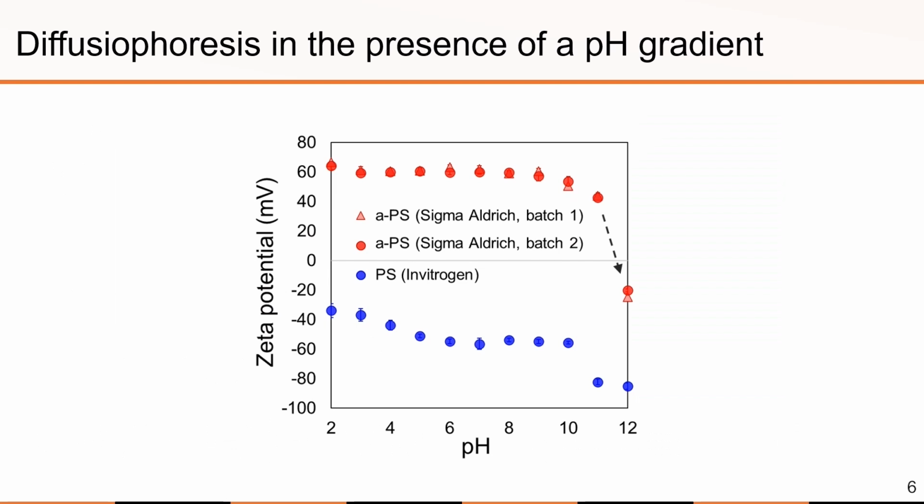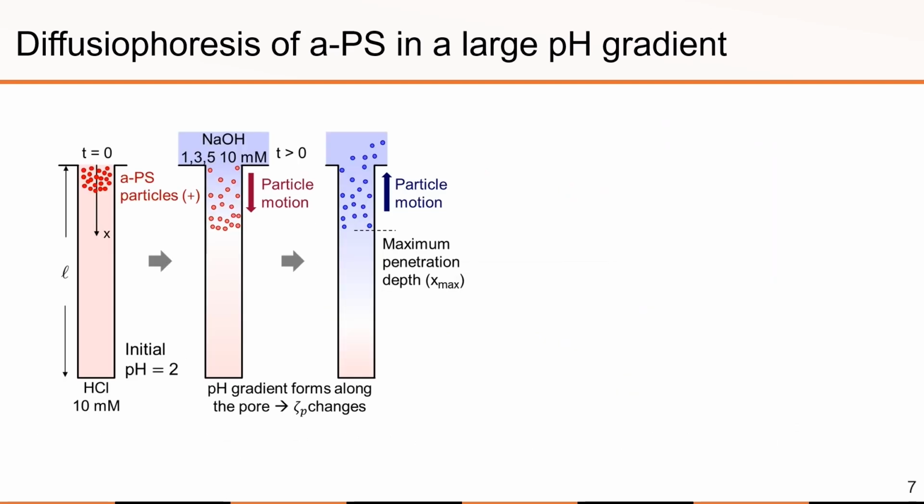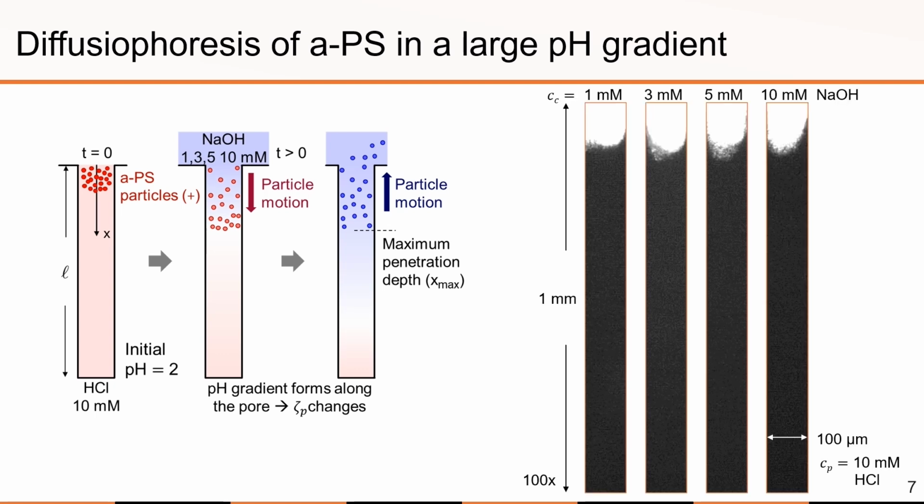Before we fully analyzed the results from the current setup, we conducted a separate set of experiments examining the diffusiophoretic behavior of APS particles in a wide range of pH gradients. As there is a sign change in the zeta potential of amine-modified polystyrene particles, we designed a new set of experiments to observe the behavior of these particles initially immersed in a 10 millimolar HCl solution and then exposed to concentration gradients created by 1, 3, 5, and 10 millimolar sodium hydroxide.